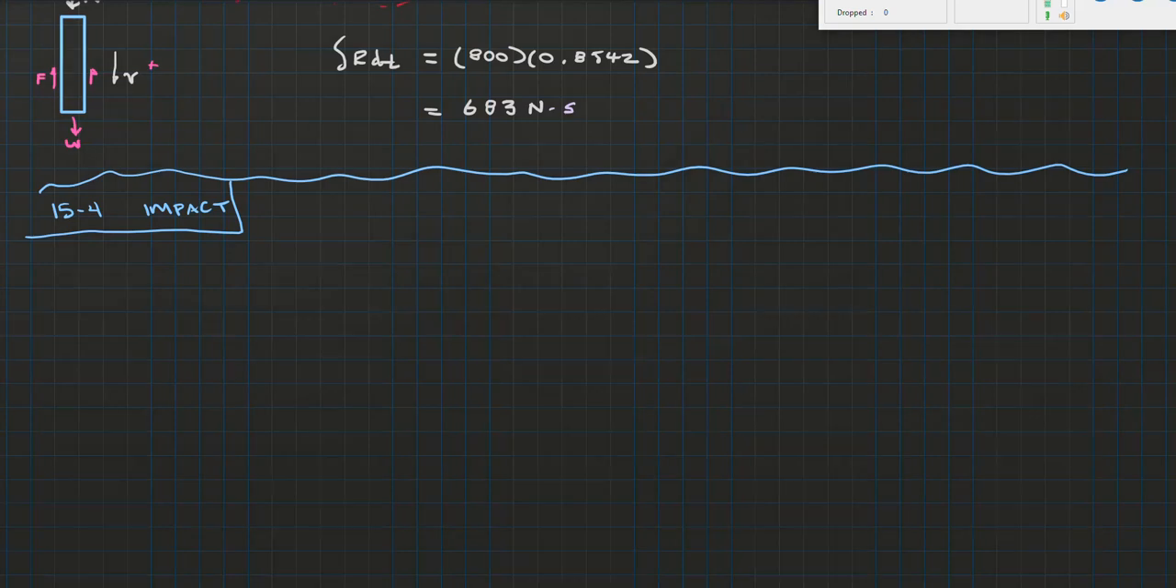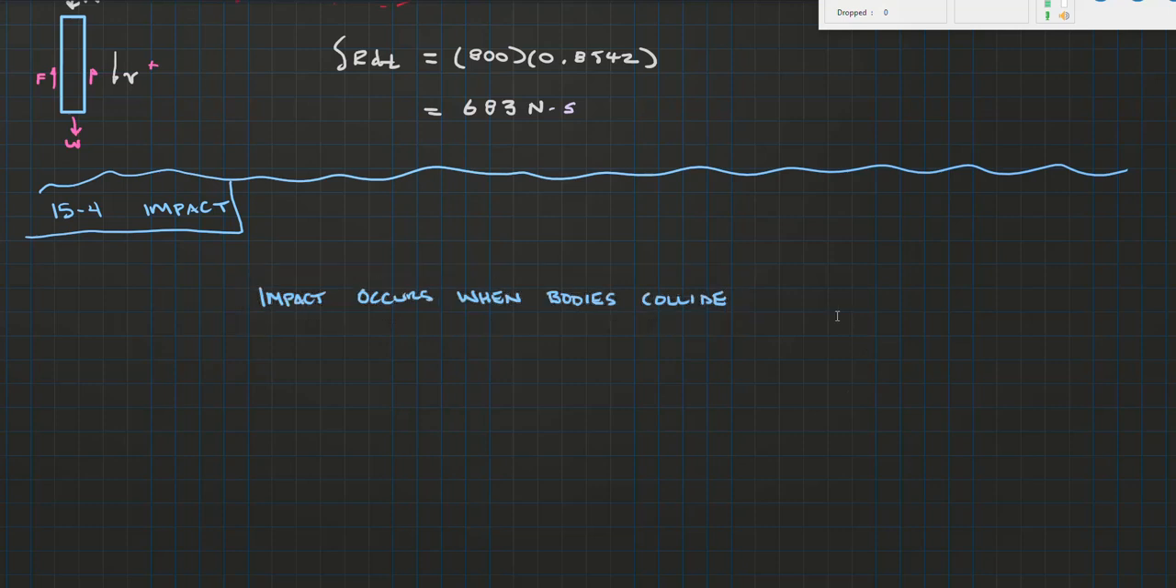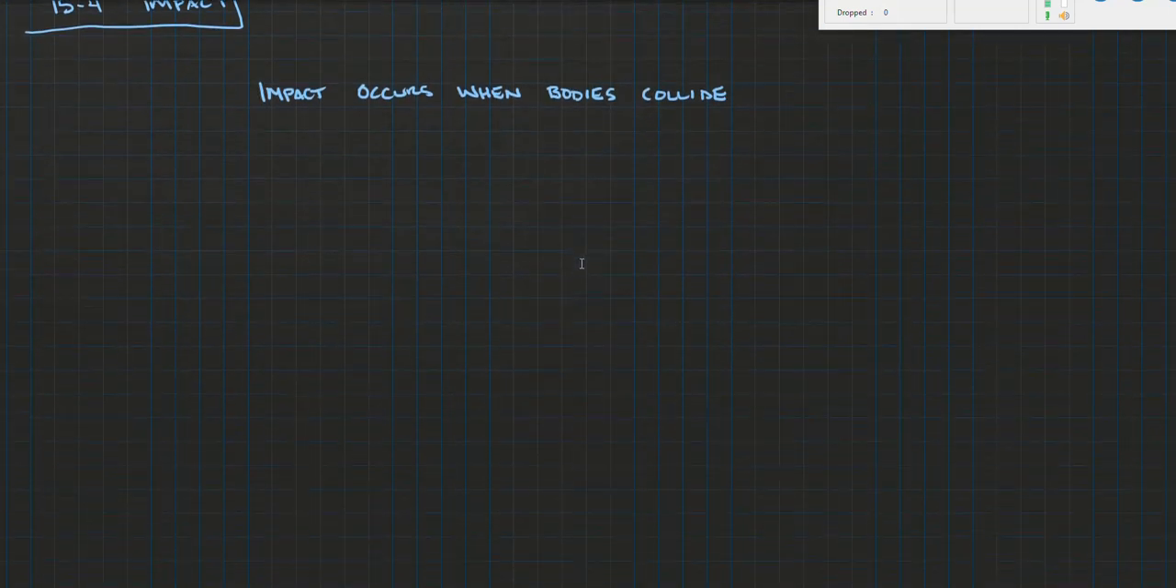Okay, in section 15.4, we're going to talk about impact. And impact occurs when bodies collide. We have two types of impact.